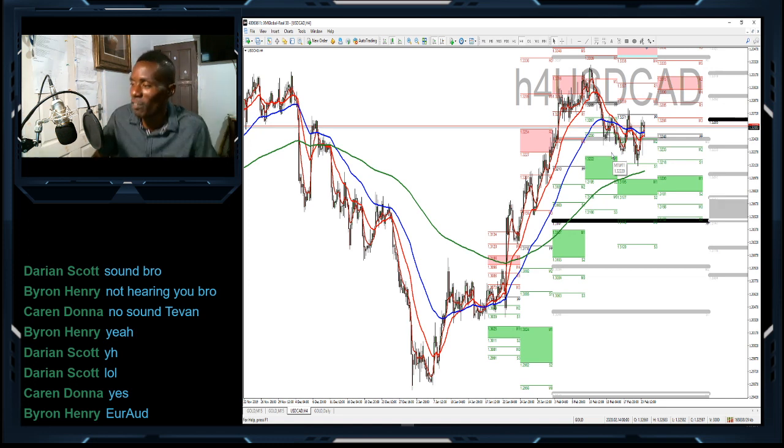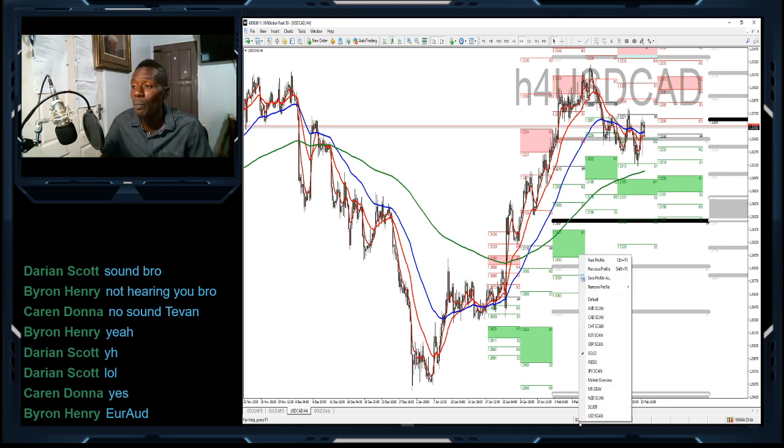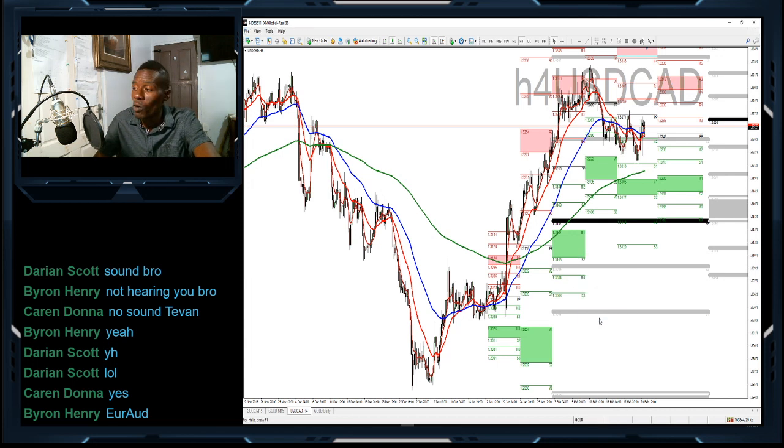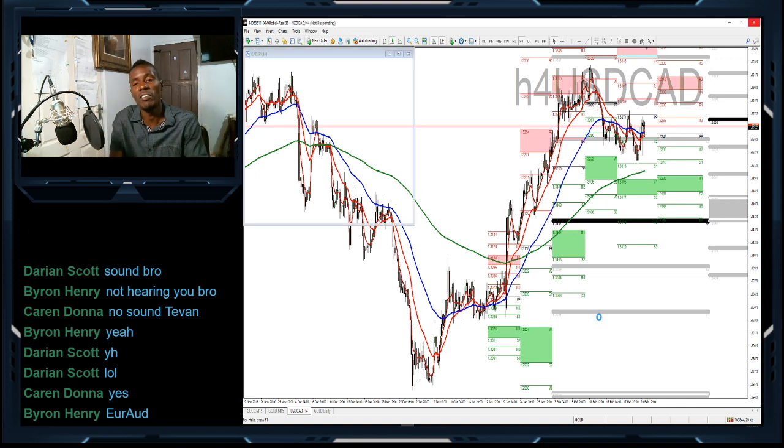Euro odds, I'll be looking at Euro odds real quick. But first we're going to take a look at the CAD pairs overall. This is how we do a relative strength exercise. So normally I have my chart like this. I have six of them: CAD, yen, pound, euro, all of them.